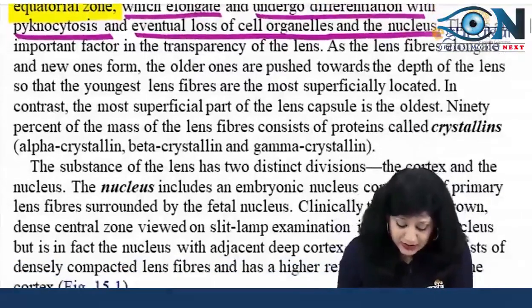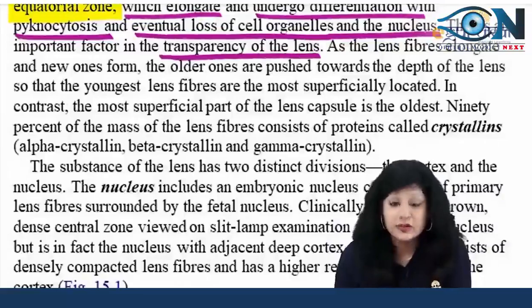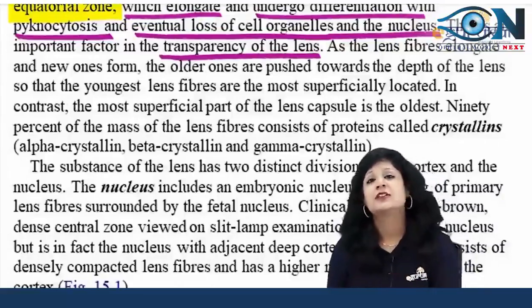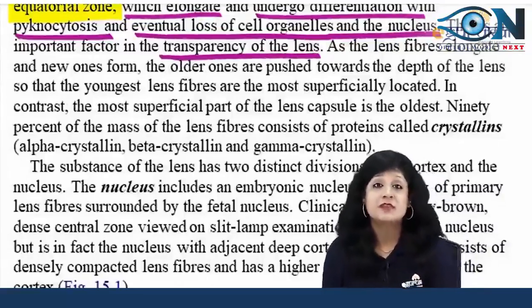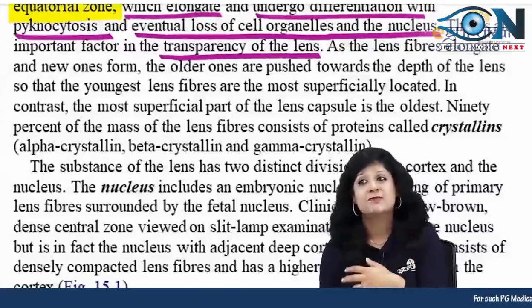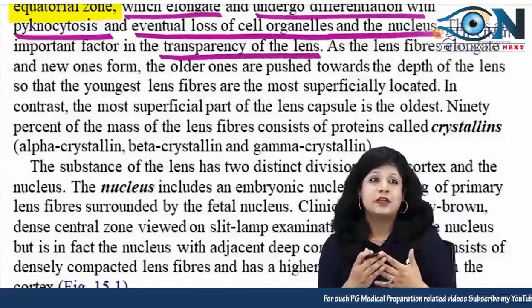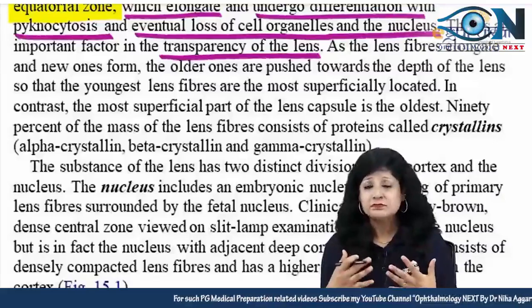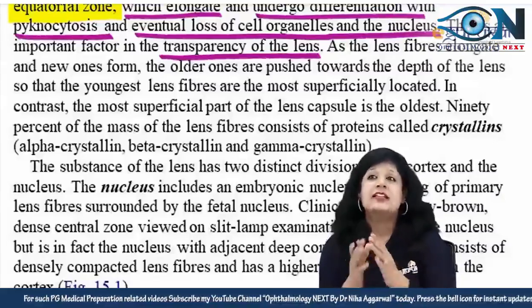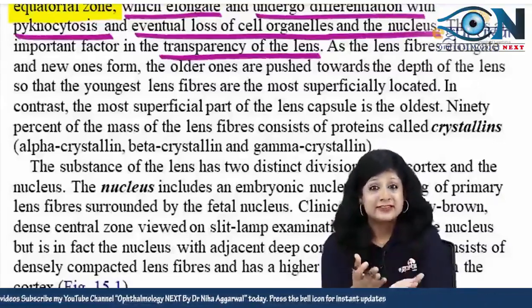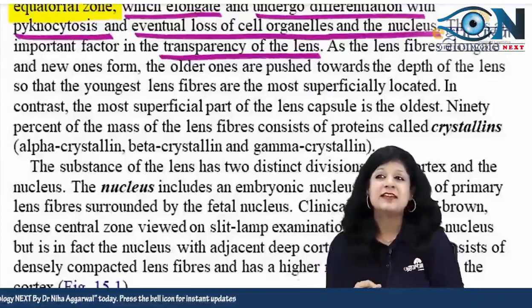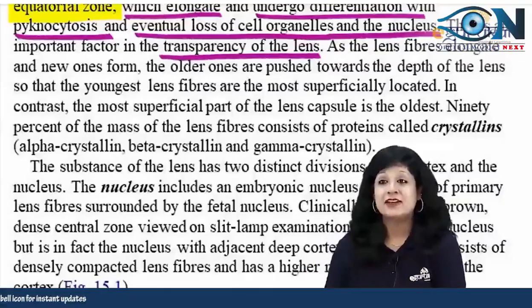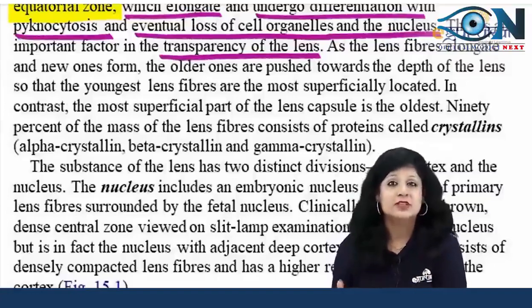This is an important factor in the transparency of the lens. So we do have so many factors which are responsible for the transparency of the lens, because transparency of the lens is an important thing for maintaining the physiology. I think the whole physiology of the lens depends upon its transparency, and loss of the transparency is a cataract, and that is the whole idea of reading about the lens.